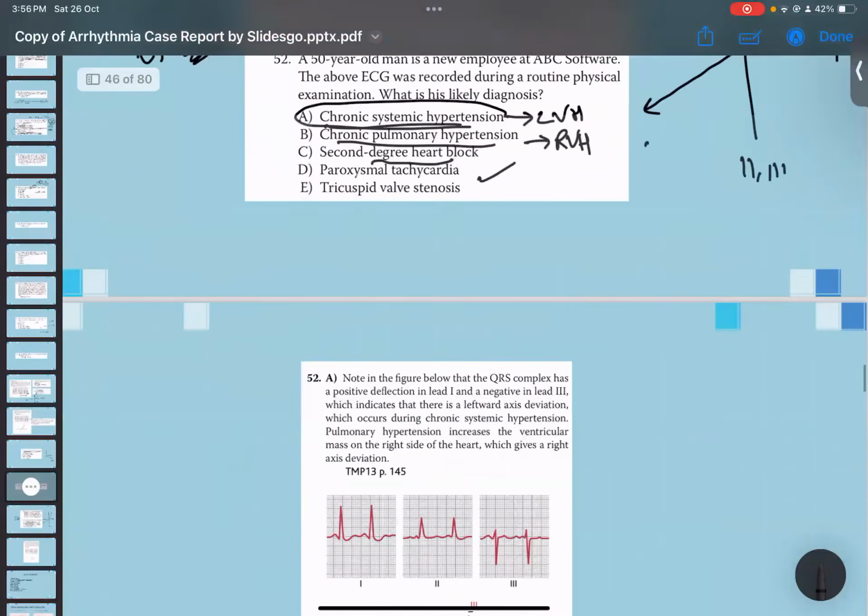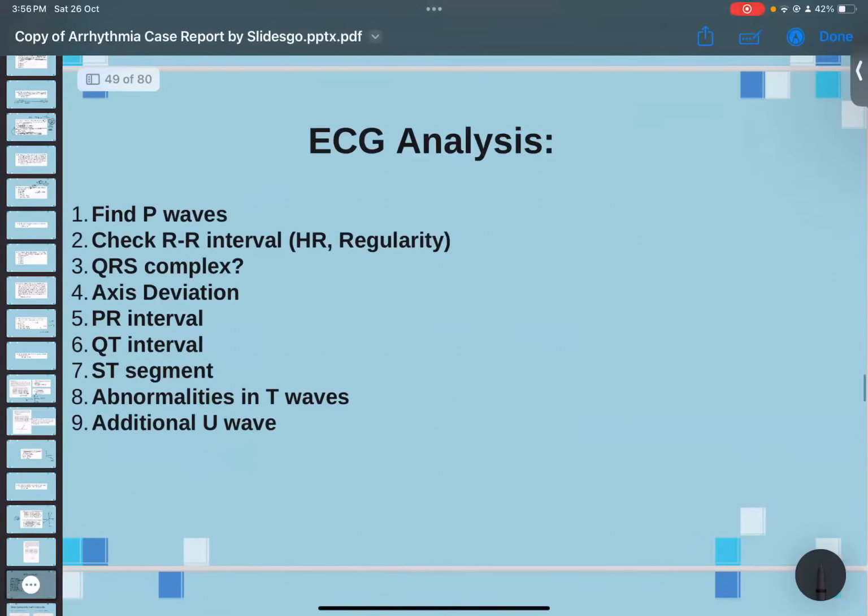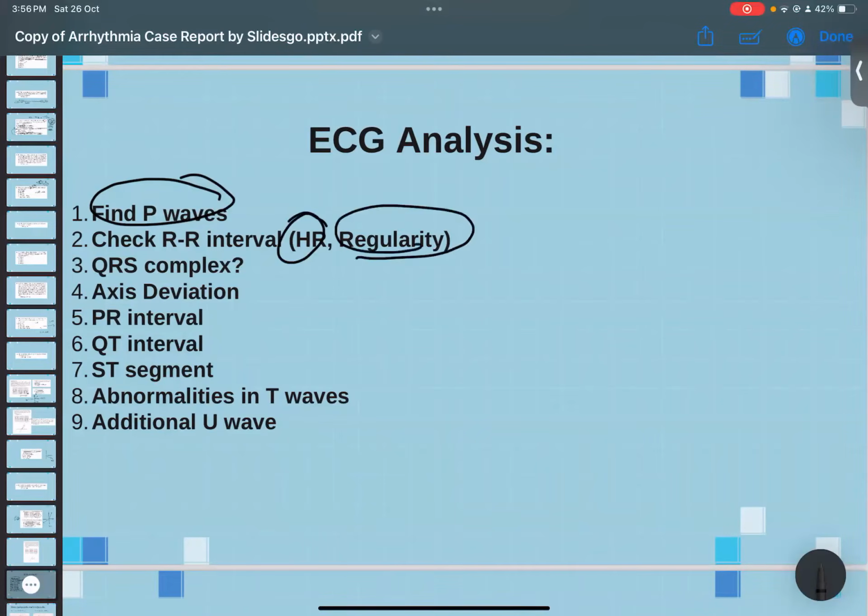If not, then we can move on to how you want to analyze your ECG. So you always want to do it in a systematic way, right? First things first, you want to see if there are P waves. After you find that there are P waves, you want to check for heart rate and check for the rhythm. So how would you check for the heart rate? Either check 60 divided by the RR interval, or you can do 300 divided by the number of big boxes.